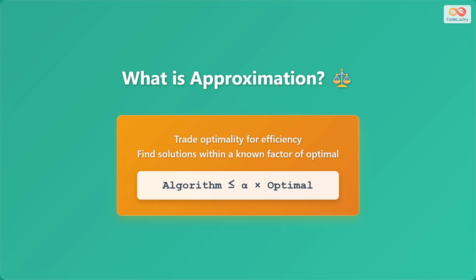Approximation is the strategy of trading optimality for efficiency. In other words, instead of finding the perfect solution, we aim to find a solution that's within a known factor of the optimal solution, and we do it efficiently. So the value obtained from the algorithm is less than or equal to alpha times the optimal solution.